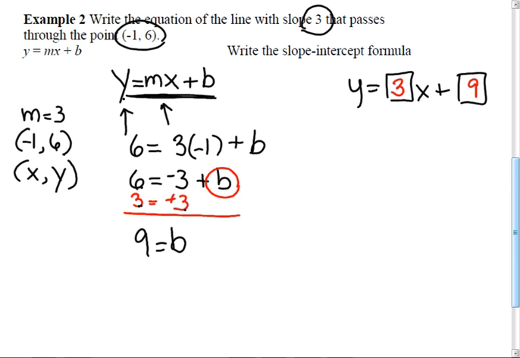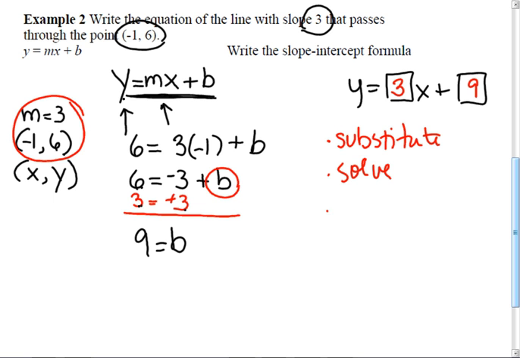You have to substitute in these values right here. And then you have to solve. So I'm going to write it down. You substitute in. And then you have to solve. And you're not done. You have to write the equation of the line. So let's do another problem. Okay, ready?